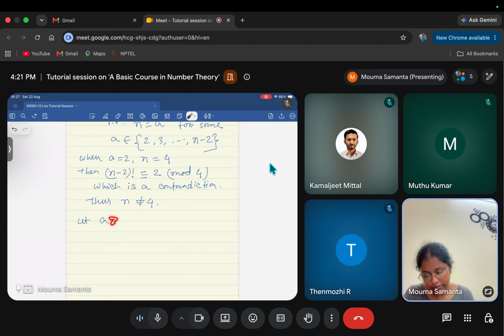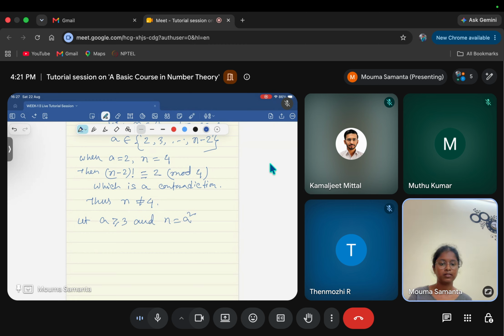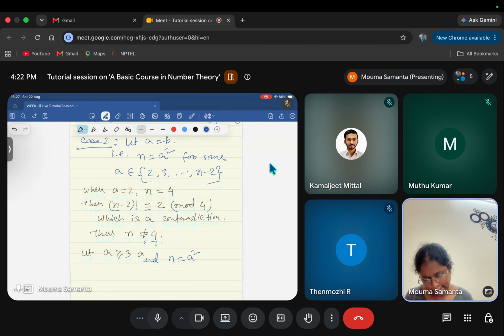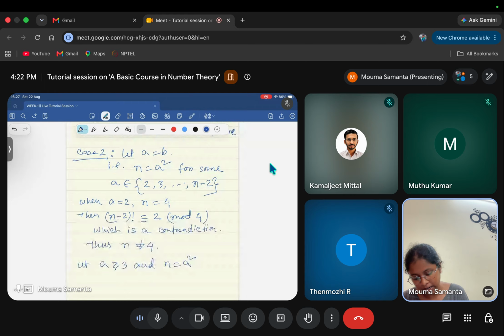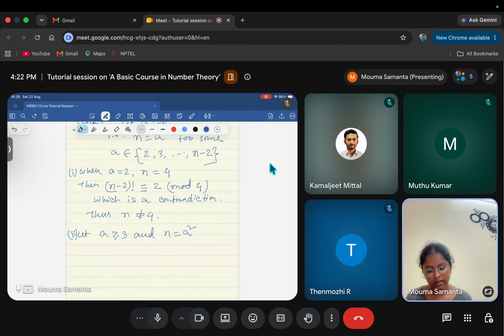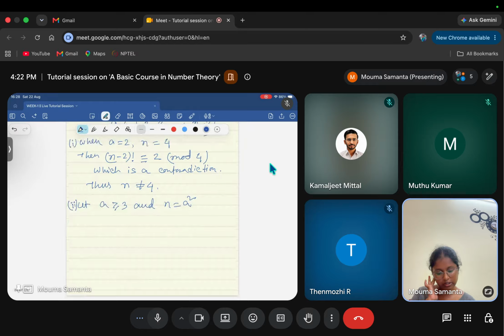Now let a be greater than or equal to 3 and n equals a square. In this case let's see if we can find some contradiction to the hypothesis. So case 2 also has two parts, when a equals 2 and when a is greater than or equal to 3. So a is greater than or equal to 3 and n equals a square.